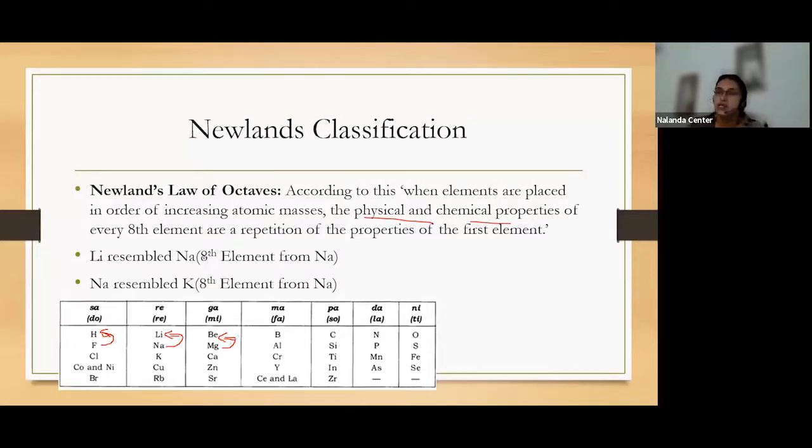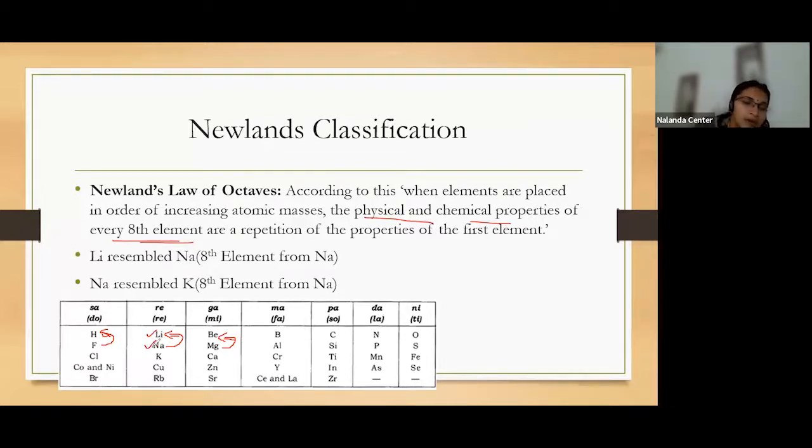According to Newland's law of octaves, which is a very important question, what did he say? He said that when the elements are placed in order of increasing atomic mass, the physical and chemical properties repeat at every eighth element. After the first element, the same property is exhibited by the eighth element. After the second element, it is exhibited by the ninth element. So lithium exhibits the same property as sodium.